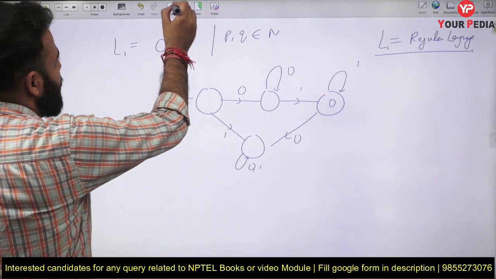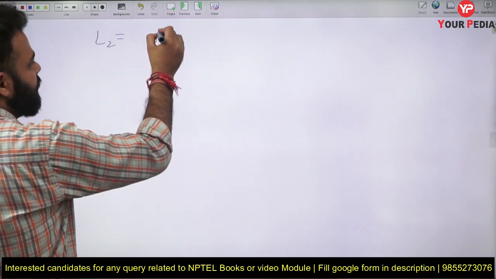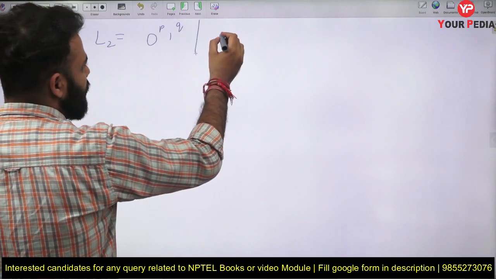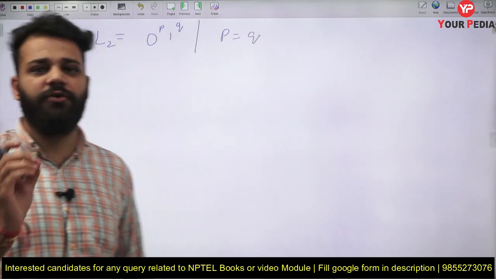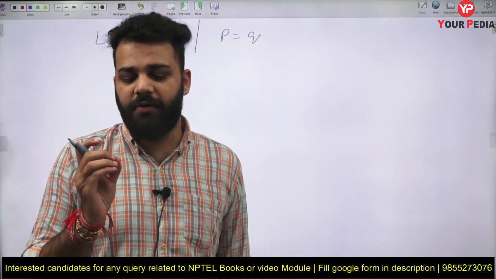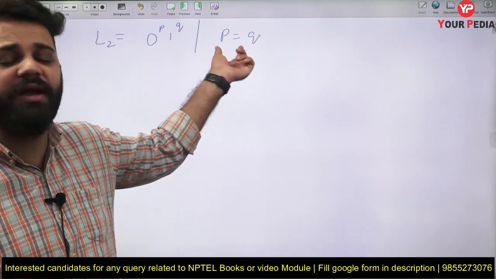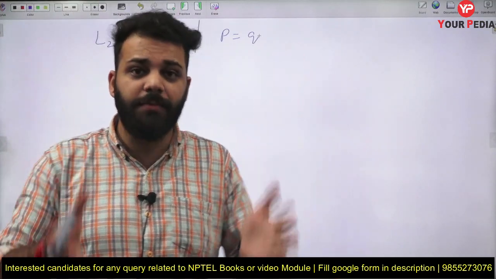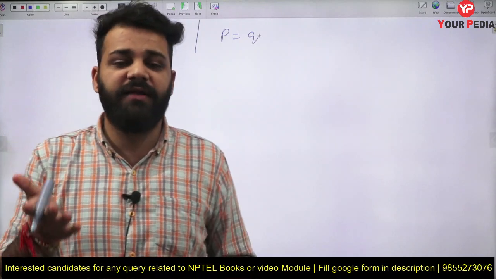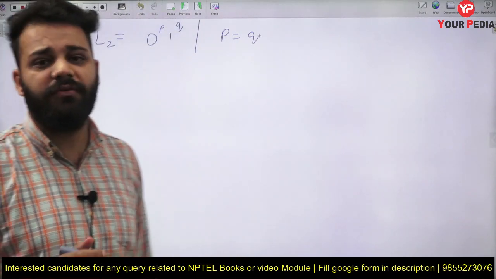Clear? Now let's move on to the next language, L2. 0 raised to power p, 1 raised to power q, p should be equal to q. This is a constraint given to us that p should be equal to q. Now finite automata will not be able to do this comparison because there are infinite number of comparisons. 0 raised to power p, p can be anything. Every time there is an input for the machine, you have to compare it that many number of times.